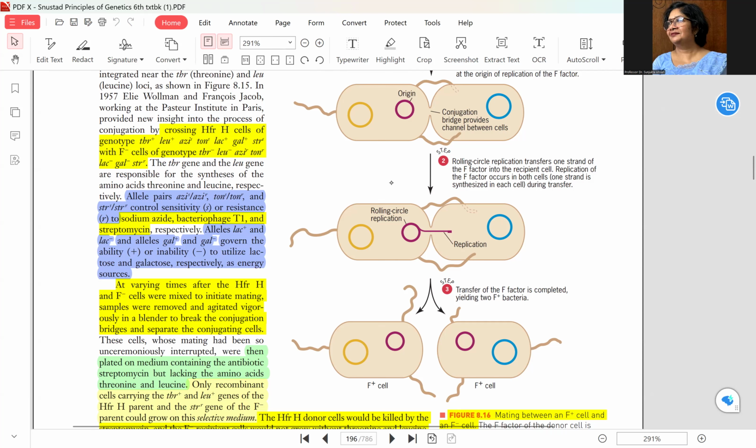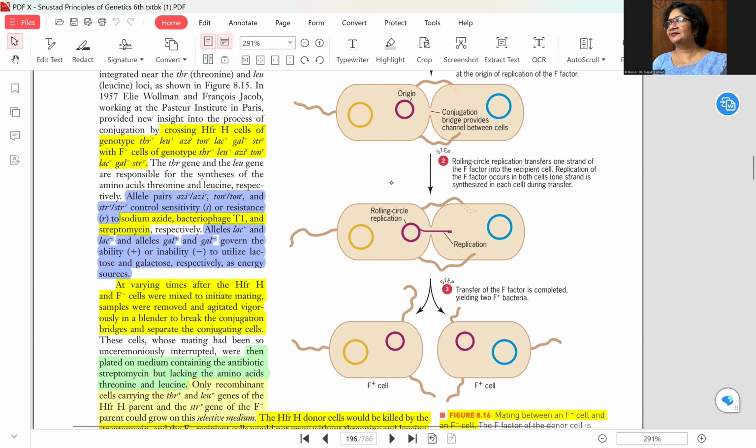In case of lactose and galactose, if the recipient can grow in the absence of glucose, that is, if it can grow in the presence of lactose, or if it can grow in the presence of galactose, then you know that the recipient received the lac plus gene or the gal plus gene from the donor. That is why it is now able to grow in the presence of lactose or galactose as the only source of carbon and energy. So based on your observation, you have to interpret which gene was transferred.